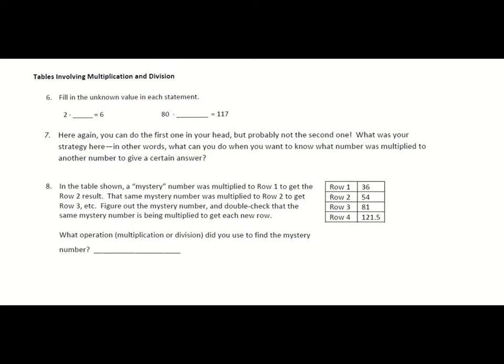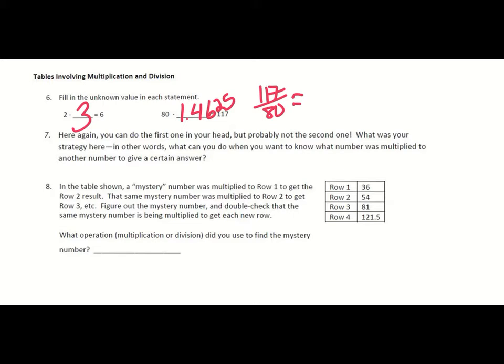Okay, so now we're going to look at multiplication. So 2 times 3 will give me 6. And if I want to do 117 divided by 80, and you stick that in the calculator, you get 1.4625. So again, you can do the first one in your head. The second one you can't. You're going to have to use the calculator to do that.